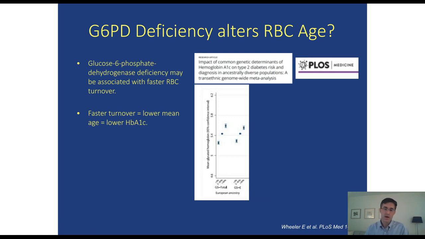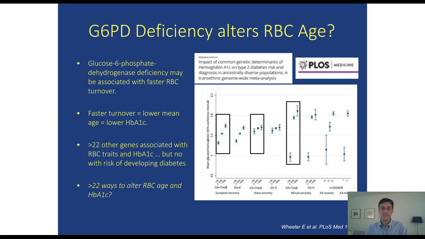The situation becomes more complicated, however, when Wheeler and colleagues considered the effect of this genetic variant in individuals with different genetic backgrounds. They looked at 22 other genes that were associated with RBC traits and with A1c, but did not have any influence on the risk of developing diabetes. And if we look at those three sets of points in the black boxes, again, the leftmost point in each box corresponds to the individuals with the G6PD deficiency, and they tend to have a lower A1c, but the magnitude of that effect is quite different in the three groups. And these authors suggested that the other genes were modifying the effect.